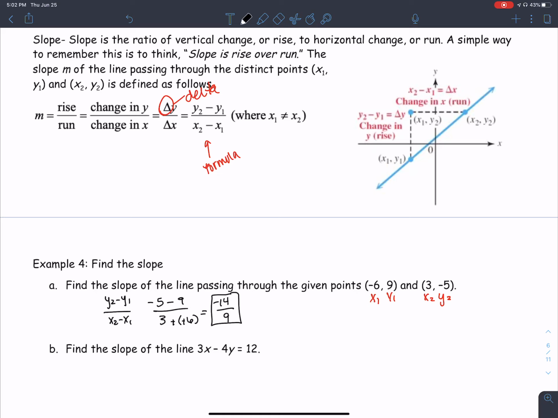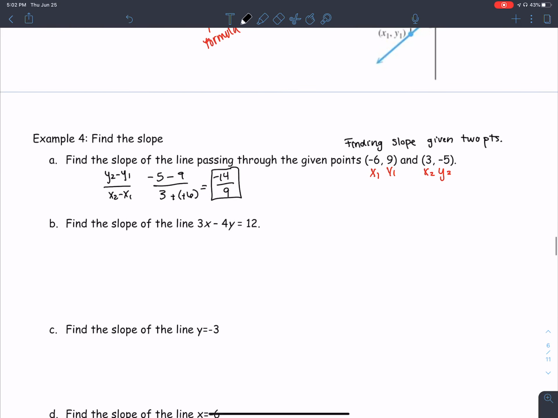So this is finding slope given 2 points. Okay. Now we can find slope given standard form. To do that, we would need to solve for y. So that's what we're going to do here.